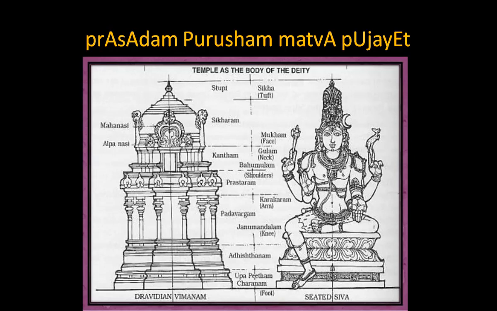Tat Kantham Galamityuktam: the Kanta or Griva is the neck of Shiva. That is why, if you notice, in many places we use body part names like Nasika, Kantham, Padam. We are using many body part names to name the temple. Why? The philosophical explanation is given by the Agama, where it says Padavargam Karavaram Prastaram Bahumulyakam Tatkantam Galamityuktam Shikaram Mukhamevacha. The Shikara is like the Mukham, the face of the deity. So that is why you have the Nasi and all of that.